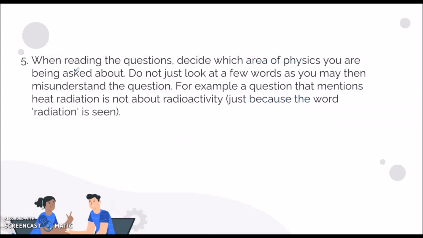The last one. When you read the question, decide which area of physics you are being asked about. Basically we have to decide what the concept is. Do not just look at a few words, as you may then misunderstand the question. For example, the question mentioned heat radiation, but you didn't read it carefully. You just jump straight away and say it is about radioactivity.